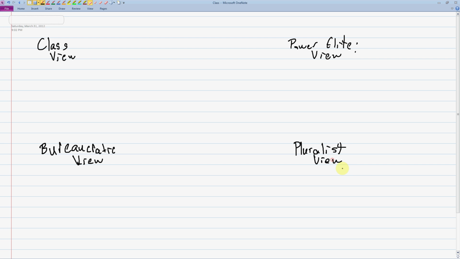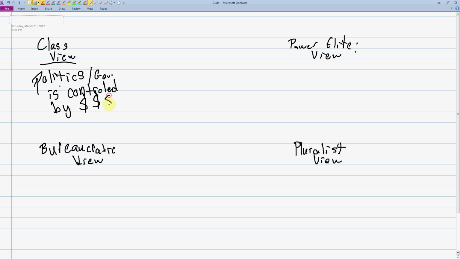Okay, let's talk briefly about each one. Class view is really the view that politics, and therefore the government, is dominated or controlled by capitalists or those out for money. So therefore it's really just controlled by money. And you can even think business or all of that really comes in here.